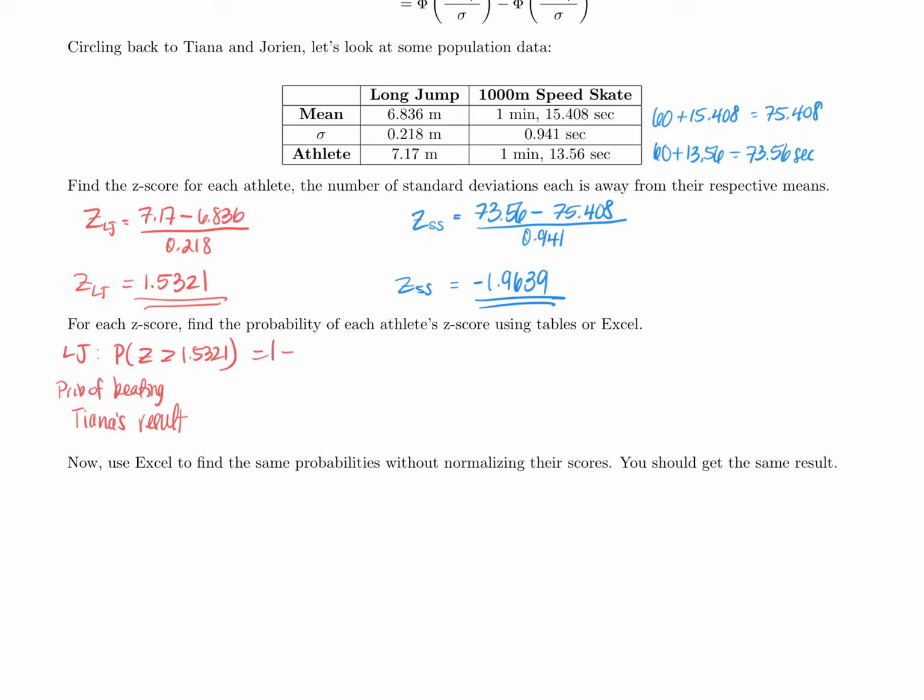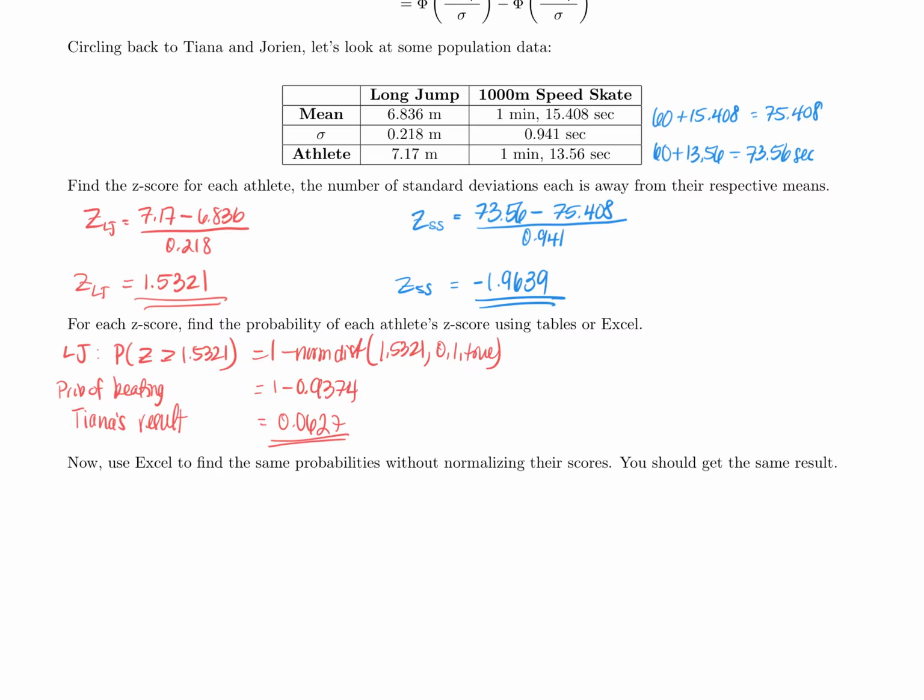That one would be 1 minus NORM.DIST of 1.5321, comma, 0, comma, 1, comma, true, which would be 1 minus 0.9374, or 0.0627. So there is only a 6.3% chance that someone could beat Tiana's score. Or not score, I should say, her jump distance.